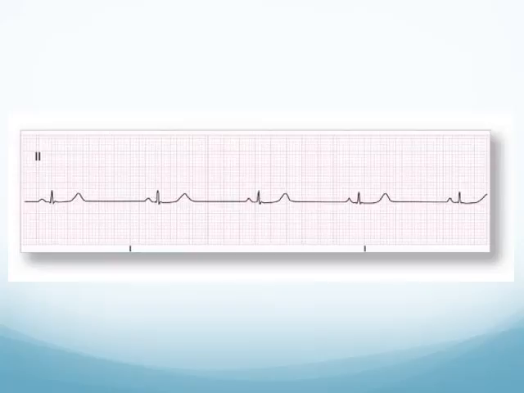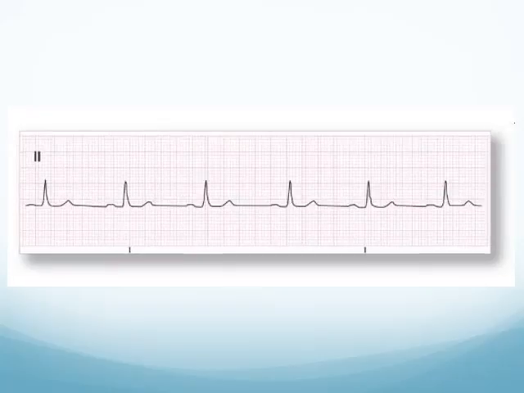Again, we're going to start at the beginning. This one appears to be even slower than the last. It looks like it's around 50 beats a minute. It appears to be regular. We have P waves in front of each QRS. The P waves are similar. The QRS complexes appear to be similar. This is another sinus bradycardia.